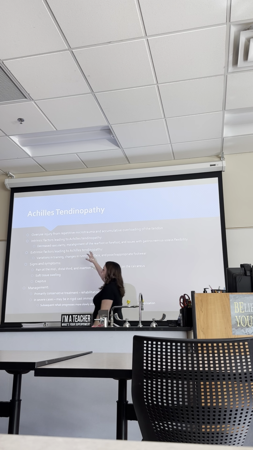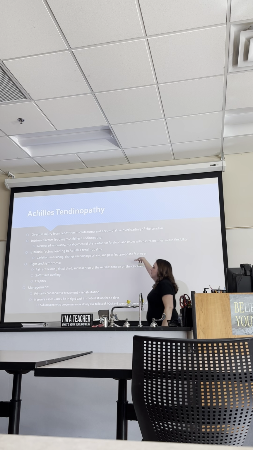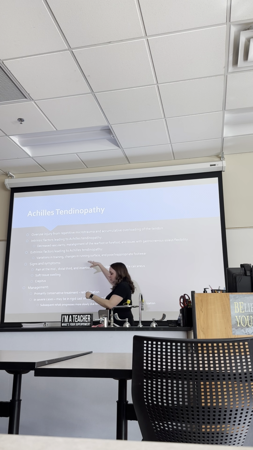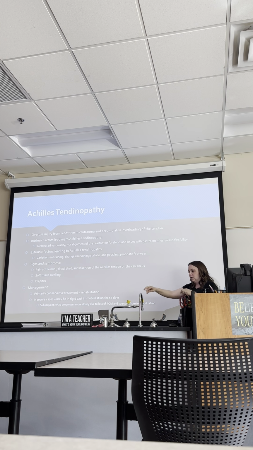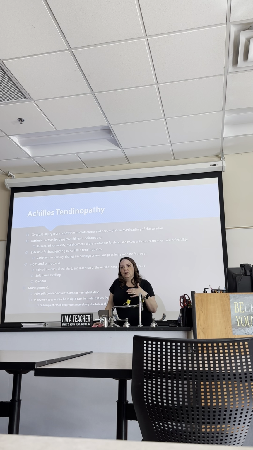Usually they have a decreased vascularity of that Achilles tendon. There's a malalignment of the rear foot to the forefoot. They usually have a tight gastrocsoleus complex. And then they have variations in training. So they're not cross-training, they're only doing singular, sport-specific training. Maybe there's a change in running surface. You've got someone who typically runs outside, but winter hits, so now they're running on a treadmill, or vice versa. A treadmill runner that tries to run outside.